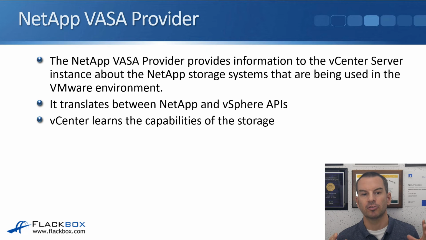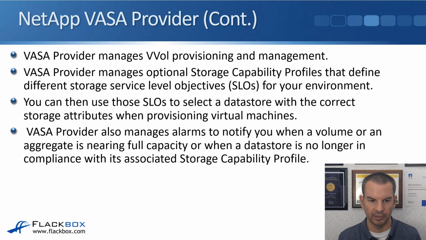The next component is the VASA provider. The VASA provider provides information to the vCenter server instance about the NetApp storage systems that are being used in the VMware environment. So it gives communication between the vCenter server and the ONTAP storage. The ONTAP storage will explain its capabilities to the vCenter server. So it can see what kind of performance is available on there, if deduplication and compression, thin provisioning, and so on is available on the ONTAP storage system. It also translates between the NetApp and the vSphere APIs. And as I just said, vCenter learns the capabilities of the storage.